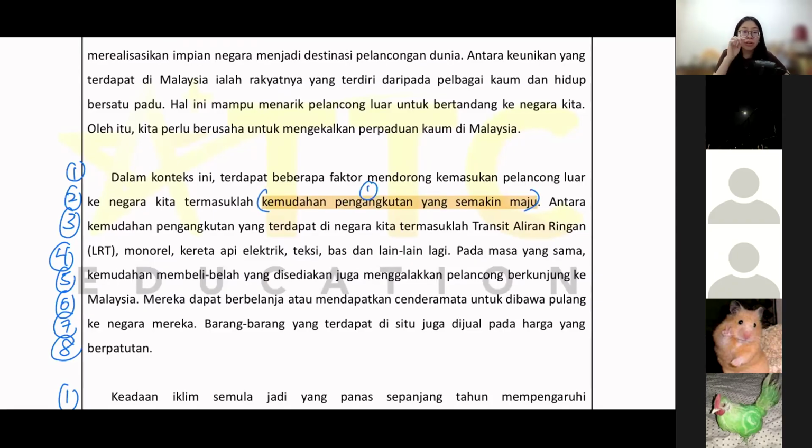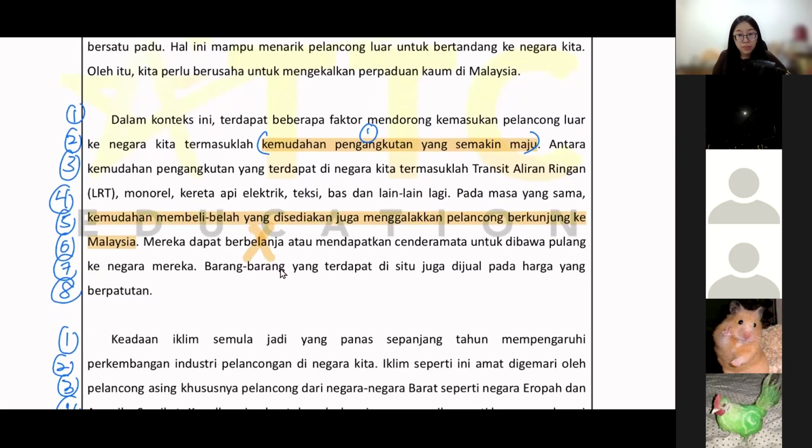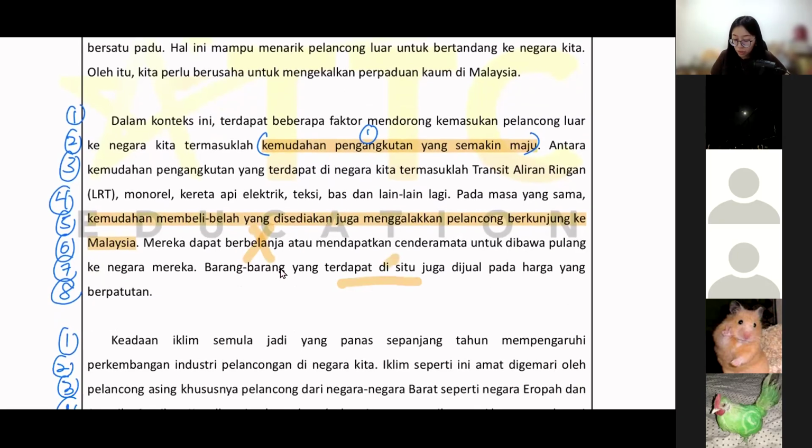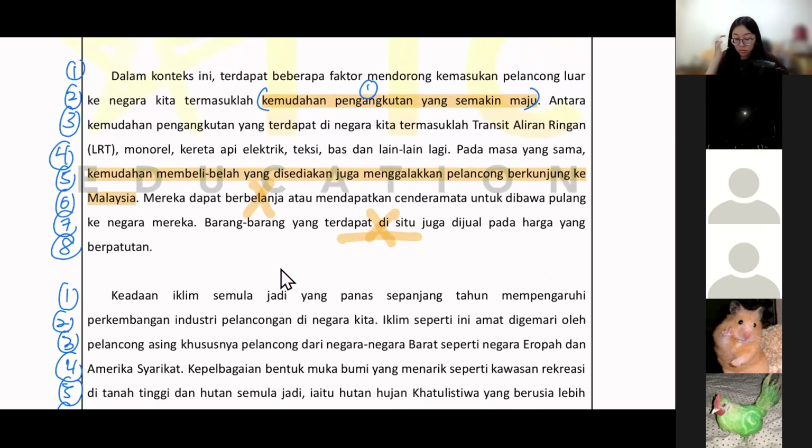Write down numbers. Later I won't write full answer with you. In exam, you have to write full answer. Number 5. Pada masa yang sama, kemudahan. Okay, yes, correct. Kemudahan membeli belah disediakan juga menggalakkan pelancong mengunjung ke Malaysia. This one you don't take, mereka dapat berbelanja, because it's similar, explaining they go to shopping. And then terdapat di situ, this one also not counted because they are still explaining the shopping mall. Okay, now next one.